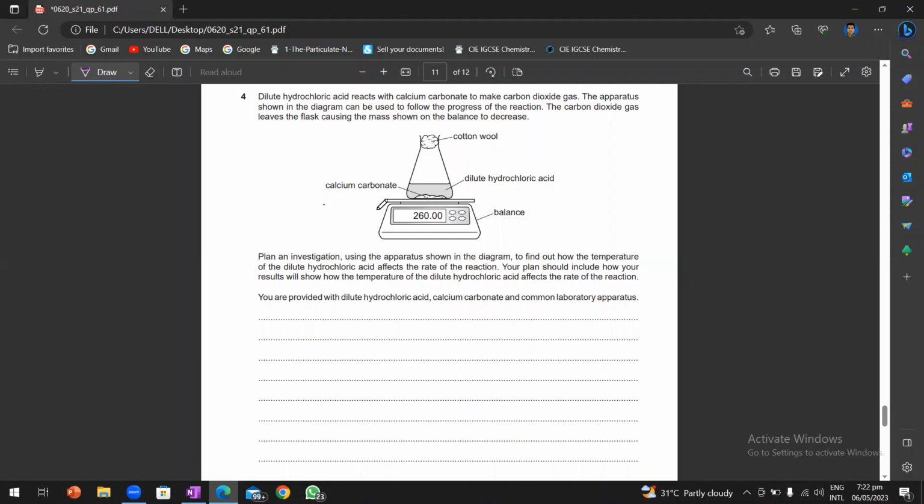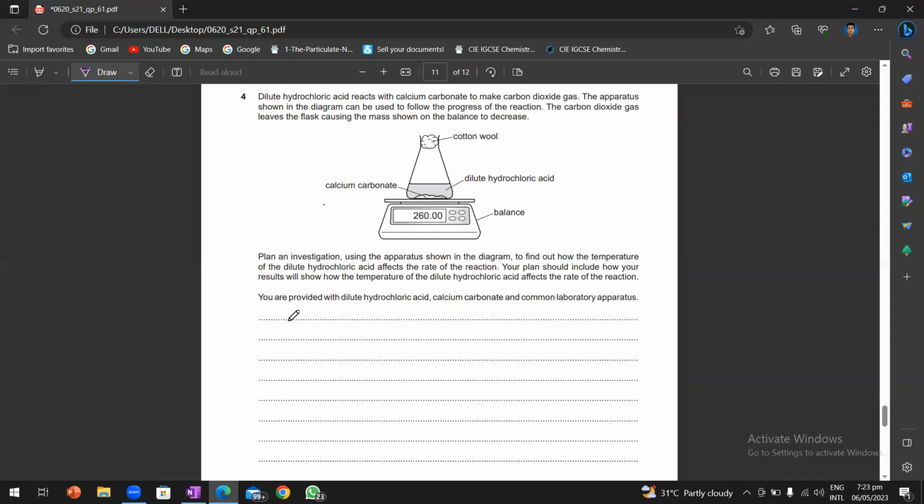Now plan an investigation using the apparatus shown in the diagram to find out how the temperature of dilute hydrochloric acid affects the rate of reaction. Your plan should include how your results will show how the temperature of the dilute hydrochloric acid affects the rate of reaction.